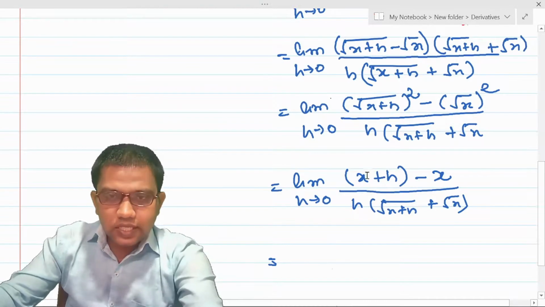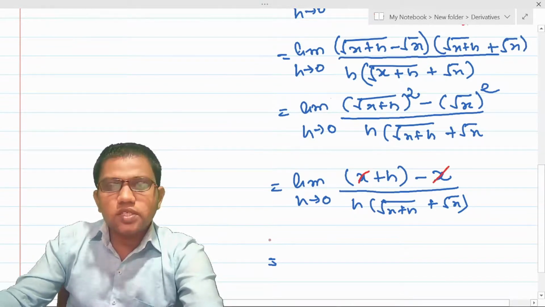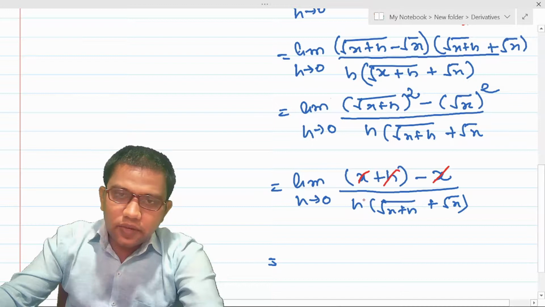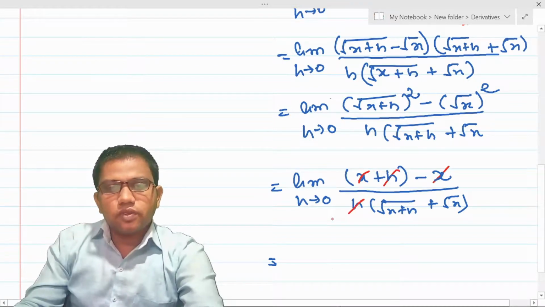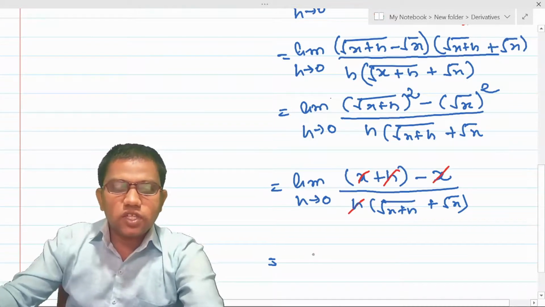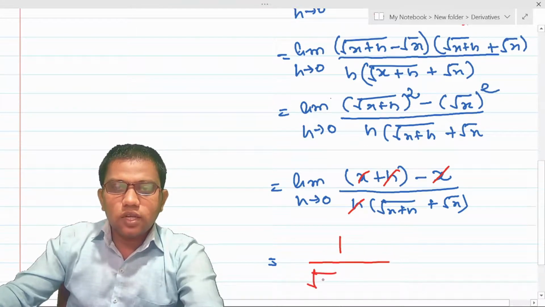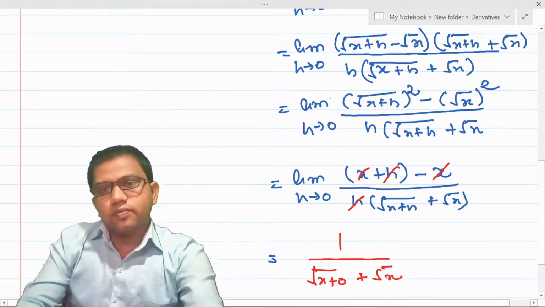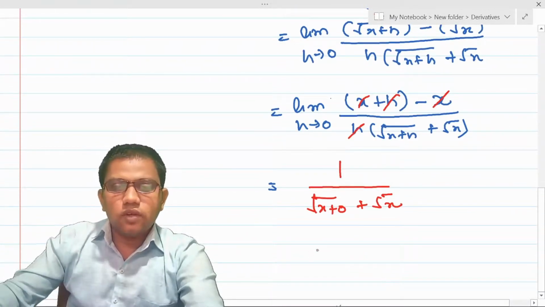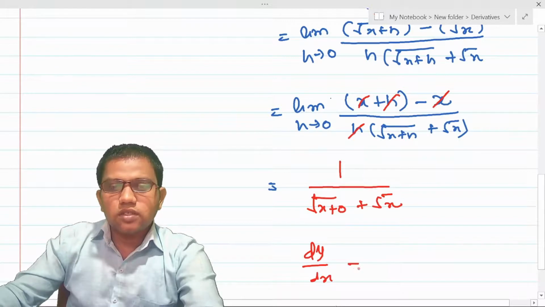Now this plus x and minus x get cancelled. Only h is there, and that remaining h also will get cancelled with this h. Okay, and if we apply the limit as h tends to 0, what is remaining? So dy by dx is equal to 1 upon root over x plus 0 plus root over x. What is remaining? Therefore dy by dx is equal to 1 upon root x plus root x.